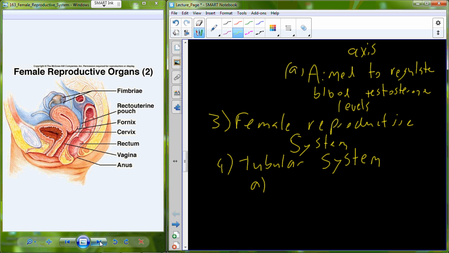Just to give you a reference, the ovum is actually the largest of the human cells, the mammalian cells. And if you have a textbook or another book, if you look at the period at the end of the sentence, that's roughly the size of the female ovum. So that's a pretty good sized cell compared to a lot of the other cells that we've actually looked at. In this tubular system, the female reproductive system releases 1 to 2 eggs per cycle.